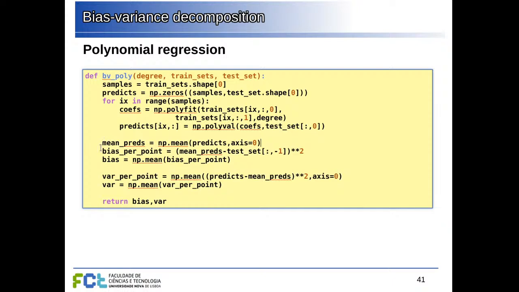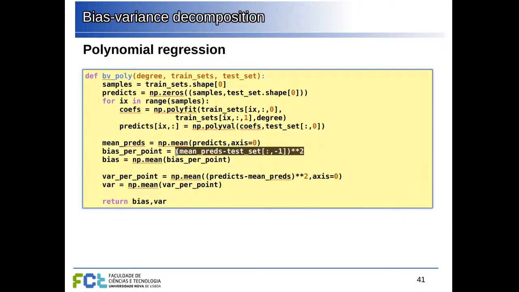Okay, so now we can compute the mean of all the predictions for each point. If we take the mean of the predictions in the direction of the rows, we have the average prediction for the first point in the test set, then the average prediction for the second one, and so forth. So the bias we can compute for each point as being the average prediction minus the actual value of that point, and then squared.